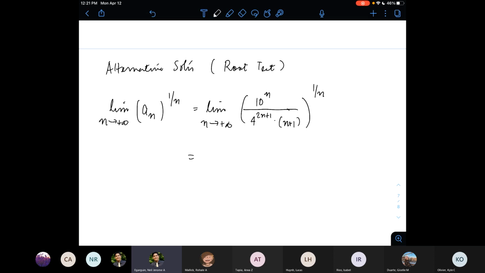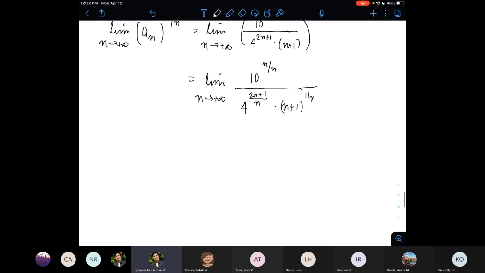And here we will play with laws of exponents. If you are raising a power to another power, you multiply the exponents. So 10 to the n raised to 1 over n will be 10 to the n over n. We multiply the two exponents. Same thing goes in the denominator. I'll have 4 to the 2n plus 1 all over n times n plus 1 raised to 1 over n as n approaches infinity. All right.